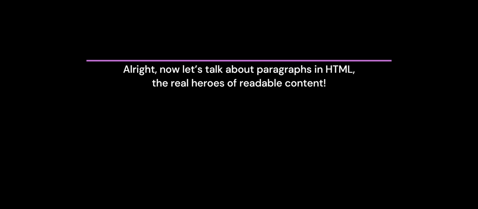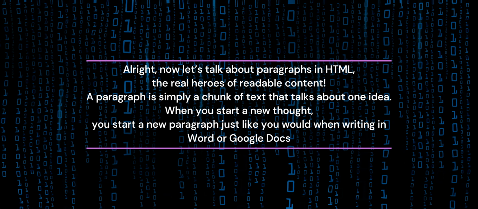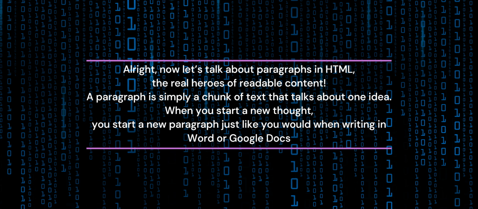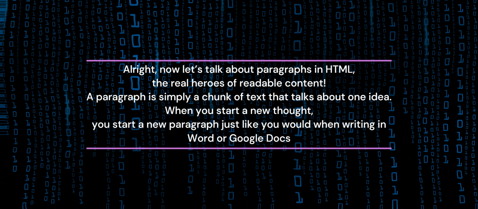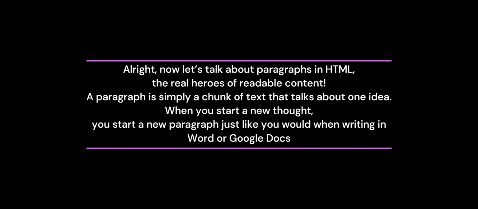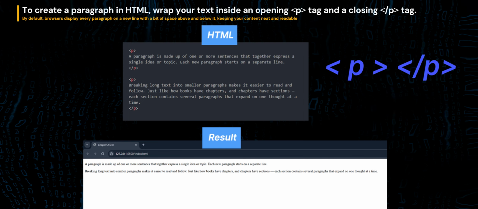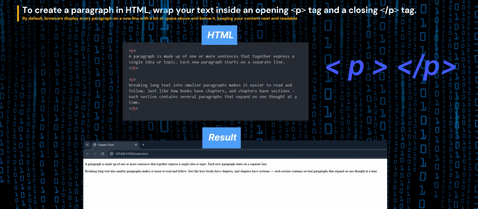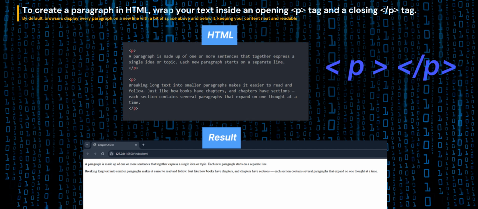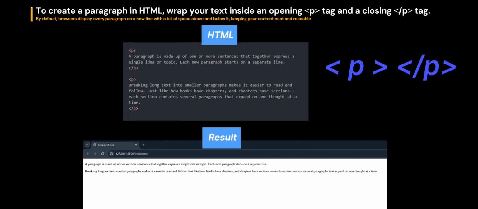Alright, now let's talk about paragraphs in HTML. The real heroes of readable content. A paragraph is simply a chunk of text that talks about one idea. When you start a new thought, you start a new paragraph, just like you would when writing in Word or Google Docs. To create a paragraph in HTML, wrap your text inside an opening P tag and a closing /P tag. By default, browsers display every paragraph on a new line with a bit of space above and below it, keeping your content neat and readable.